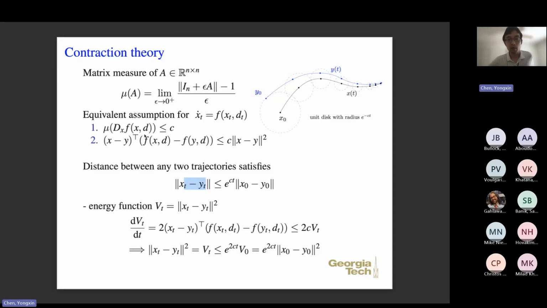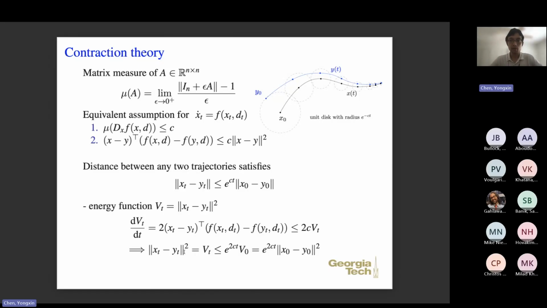So in this paper, we consider all the possible C. The way to see this is also very simple. Basically, you define a Lyapunov function to be the distance, then you take a derivative, and you get this inequality here. Then immediately you can conclude this. So this is the key of contraction theory. It works nicely to bound the distance between two arbitrary trajectories of a deterministic system.